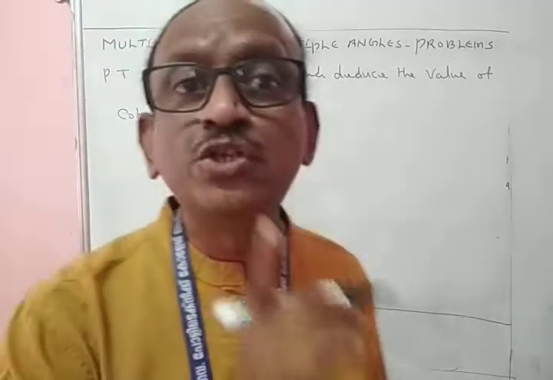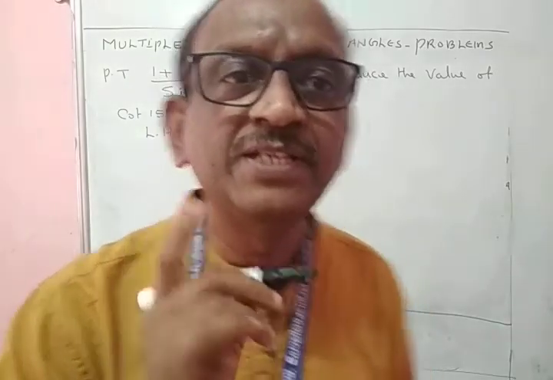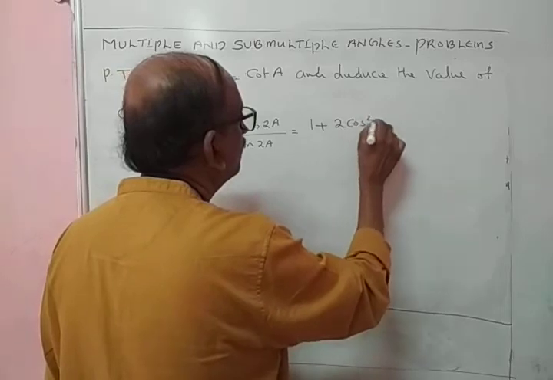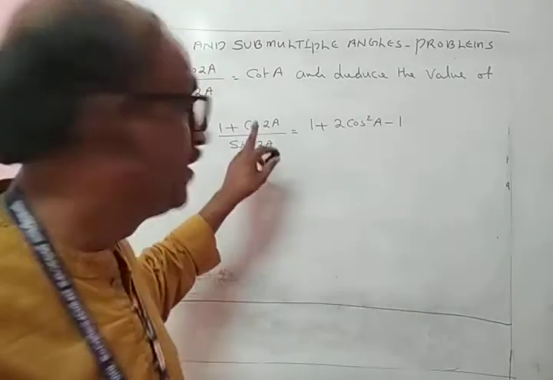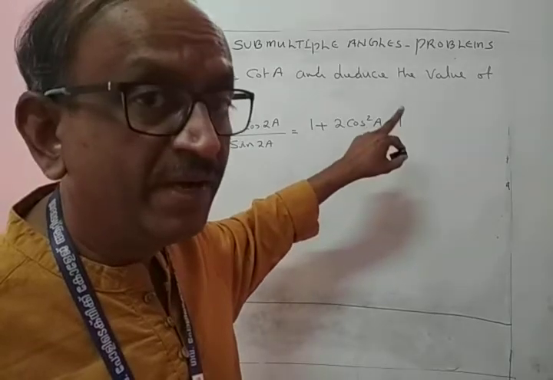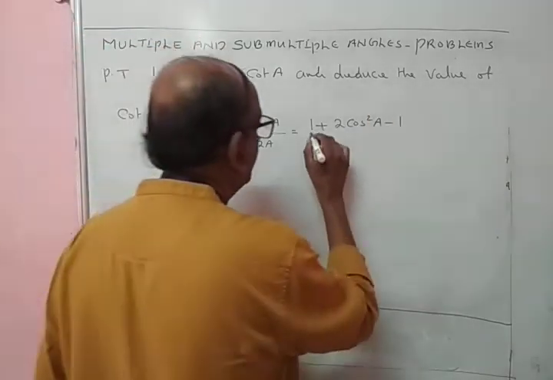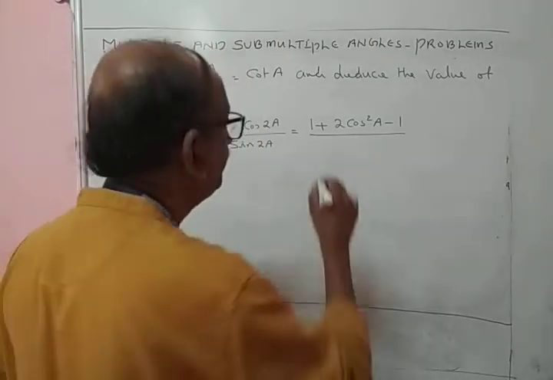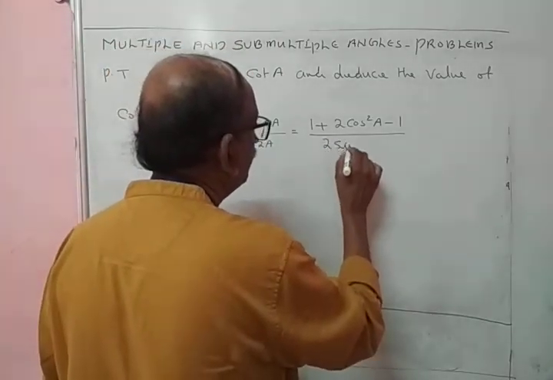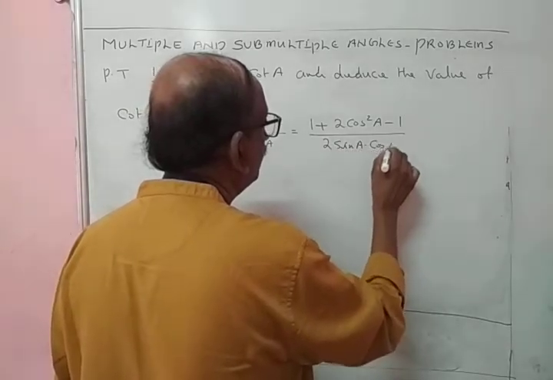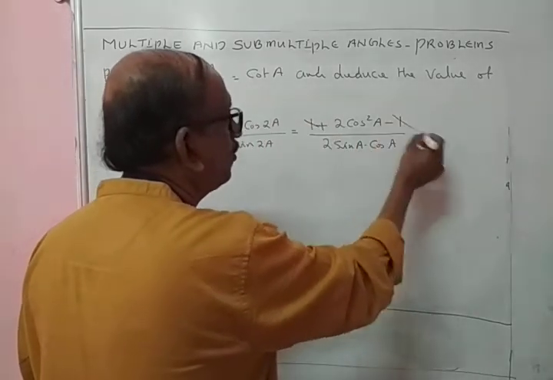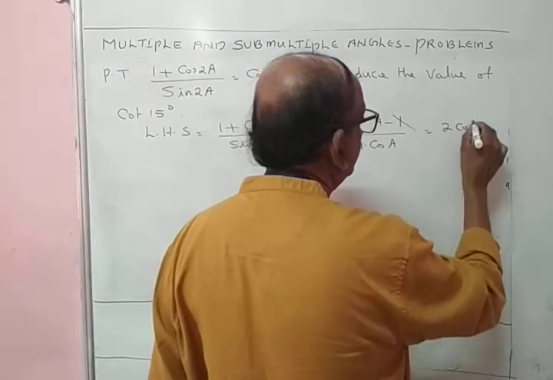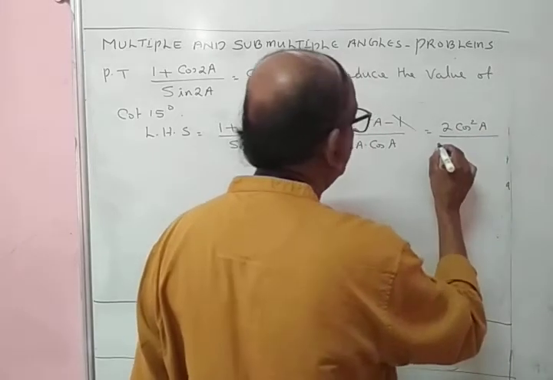Formula for cos 2a is 2 cos squared a minus 1 divided by sin 2a. Sin 2a formula is 2 sin a cos a. 1 minus 1 got cancelled. 2 cos squared a by 2 sin a cos a.